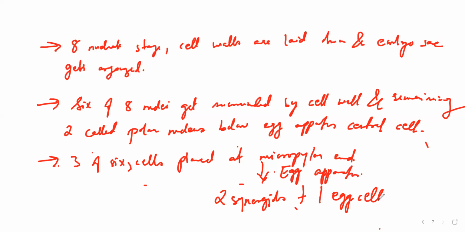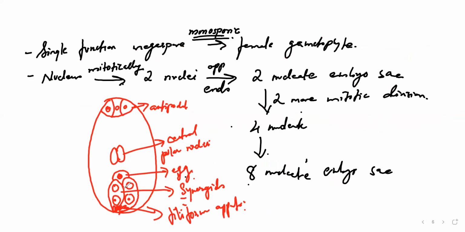Right, so if you see the synergids over here, 2 synergids at the micropylar end, they are going to have thick coverings at the micropylar end, and they are fused together by what?